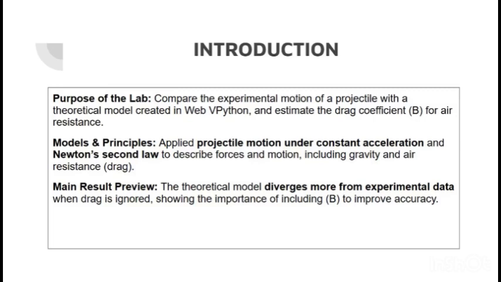of an object to its acceleration, and the drag force, which is represented as F drag equals minus b, which is a constant, times the speed squared times the direction of the speed, acting opposite the direction of the motion and depending on the square of the speed. So at the end of the experiment, we noted that the theoretical model diverges more from the experimental data when drag is ignored, showing the importance of including drag to improve accuracy.